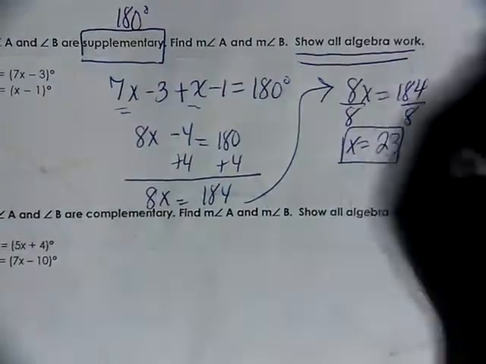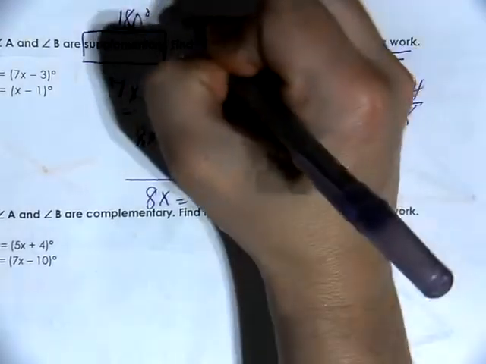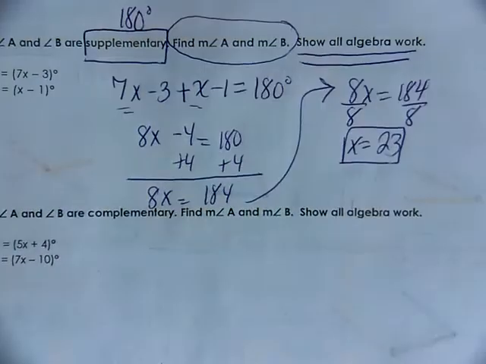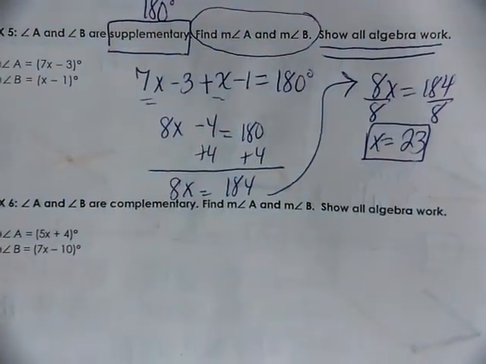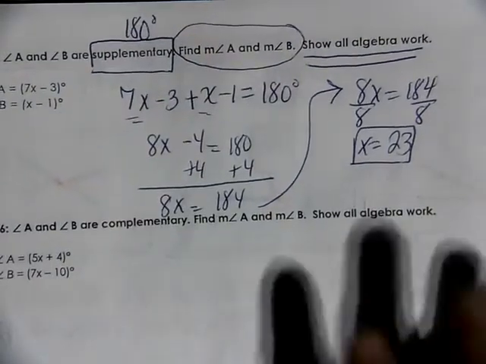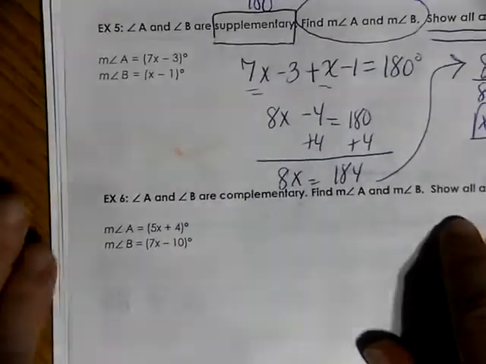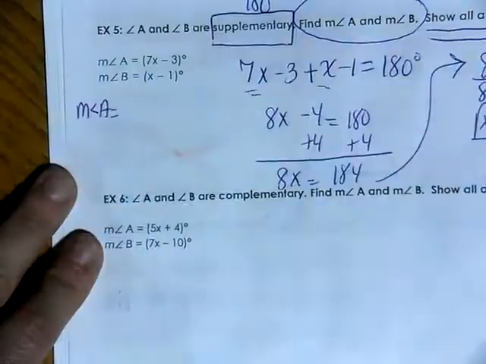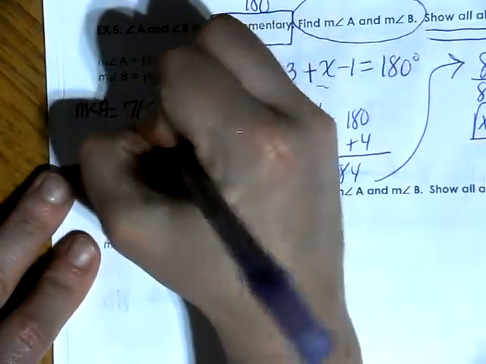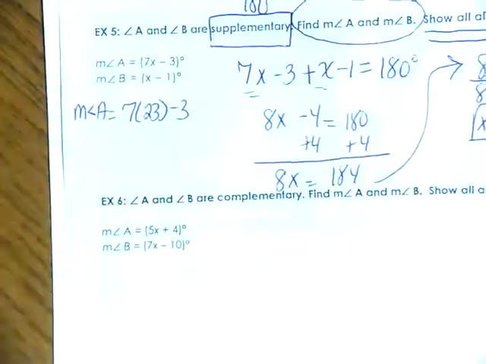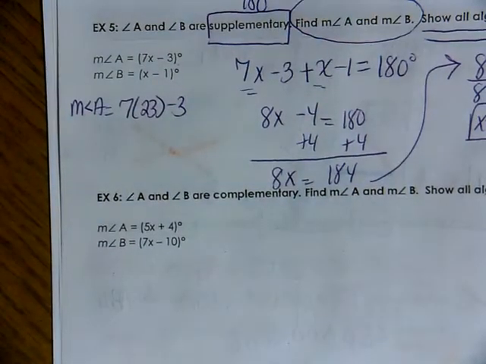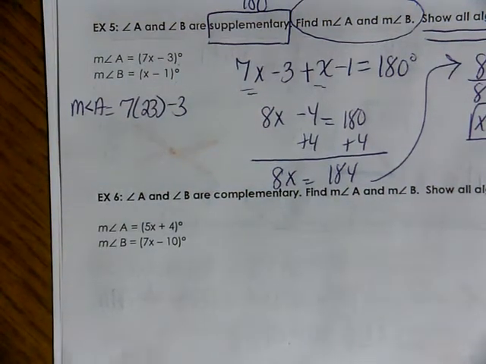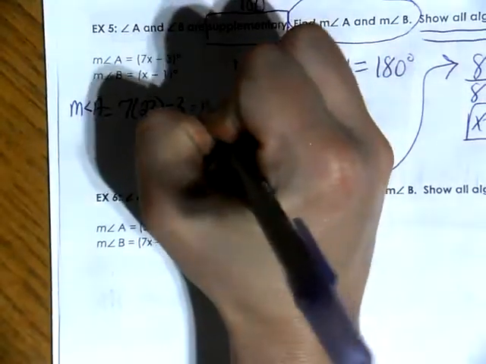But I am not done because I want to find angle A and angle B. I want to find those measures of angle A and the measure of angle B. So not only do I have to find what x is equal to, I now need to go back up here and say the measure of angle A, that's equal to 7x minus 3. So that's going to be 7 times 23 minus 3. And 7 times 23 minus 3, that's equal to 158 degrees.